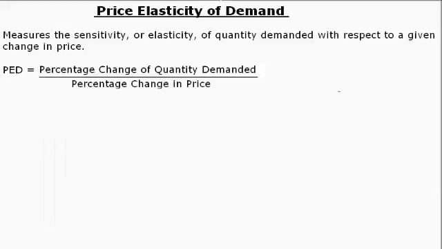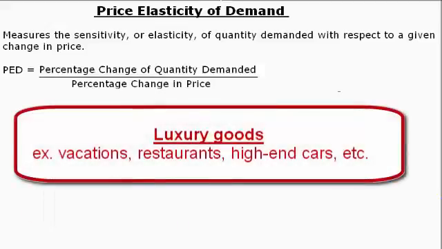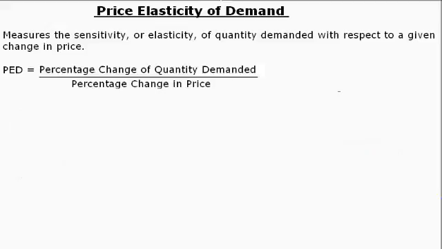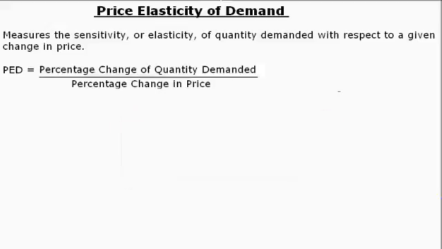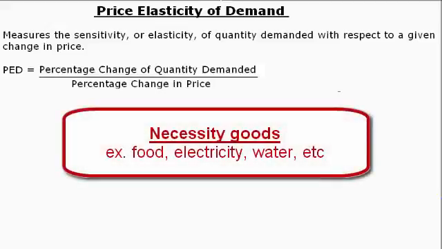An example of this would be a luxury item. If the price of the luxury item is raised too high, you're most likely not going to buy it. By contrast, an inelastic good is an item where, regardless of the price change, the quantity demanded does not decrease substantially. An example of this would be a necessity, so any good that you can't go without.